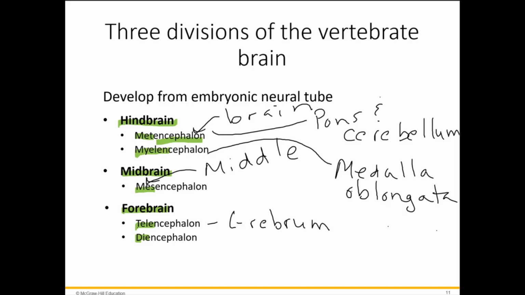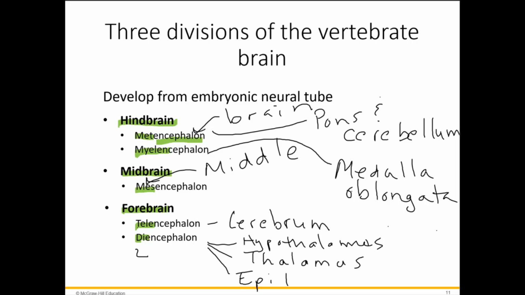So then the other part is divided into, really, it used to be two parts, and that's why it was called the diencephalon, but there's really three parts. This is the hypothalamus, and the thalamus, and the epithalamus. Those three sections make up the part that we call the diencephalon in the brain.